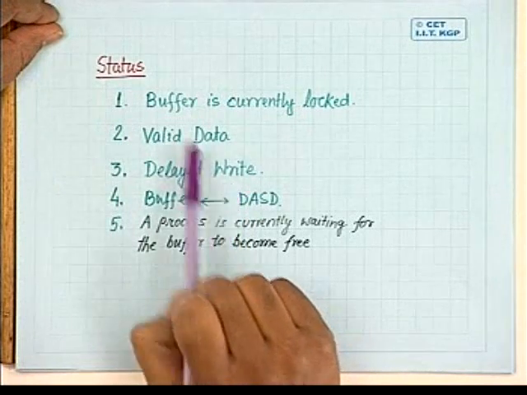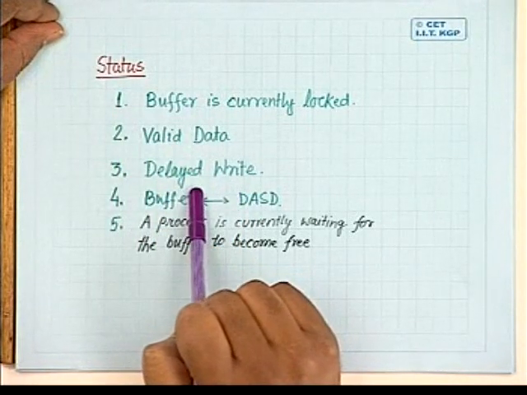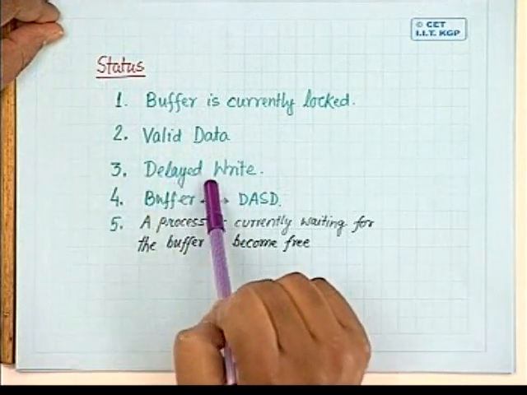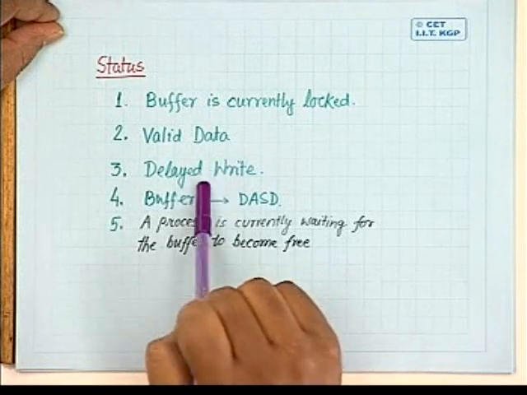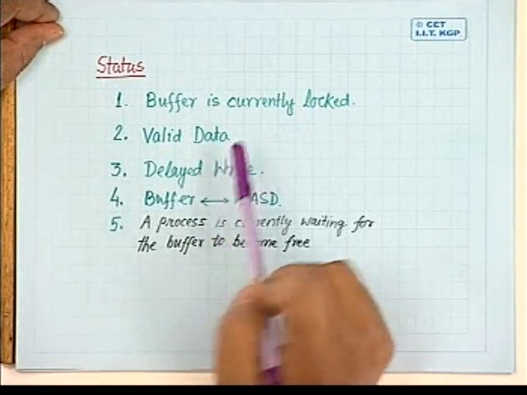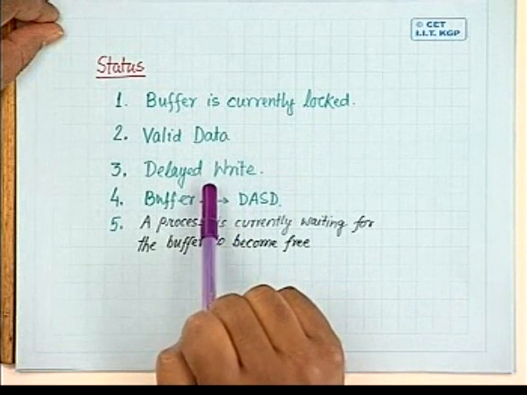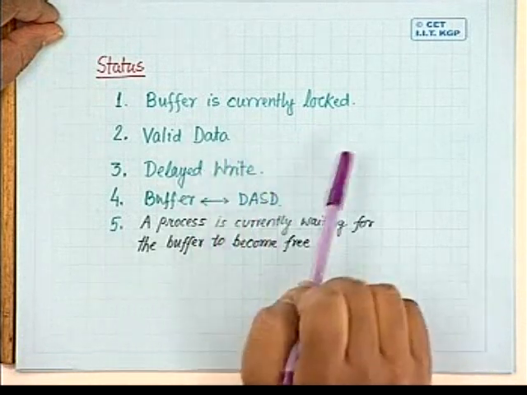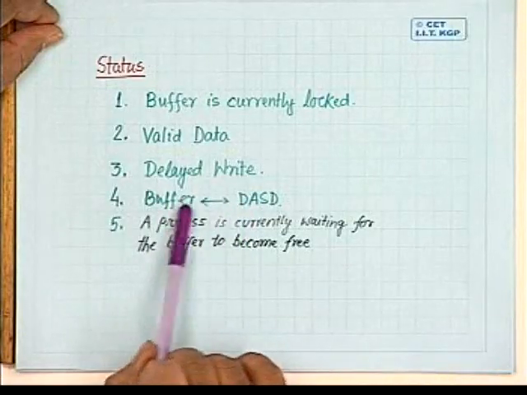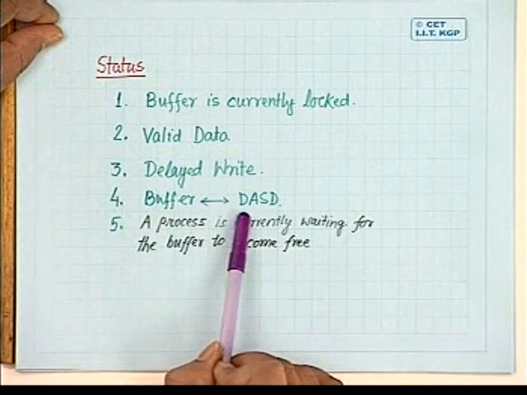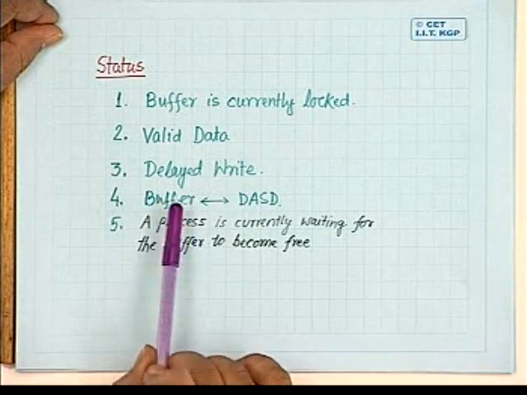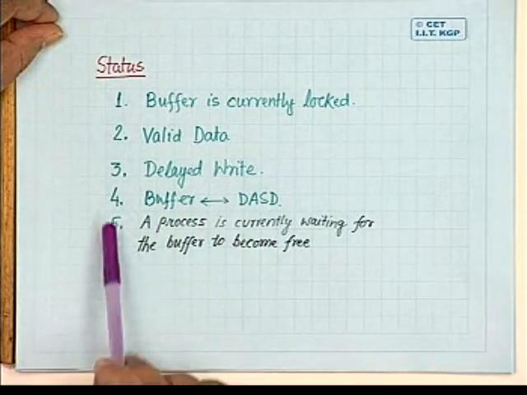Then other information that you have to put is the delayed write. We'll come to this delayed write later, but it simply says that if the buffer has to be overwritten by a new block of data, in that case the content of the buffer has to be stored back onto the disk. Then the buffer may be in use by the kernel for reading in a data block or writing a data block onto the secondary storage.